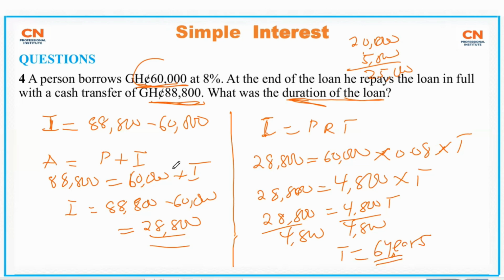Let's look at another example. So you can verify your answer. After getting 6 years, calculate the interest and see if you get the 28,800. If you want to verify your answer and see if you're right, you can do it this way. Multiply 60,000, which is the principal, by the rate, 0.08, times 6 years, and see if you get the 28,800.